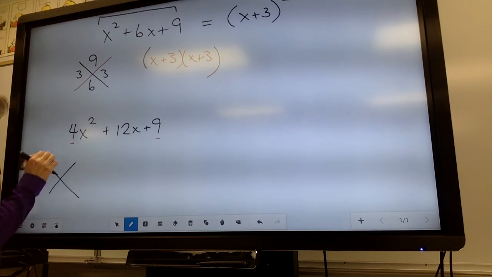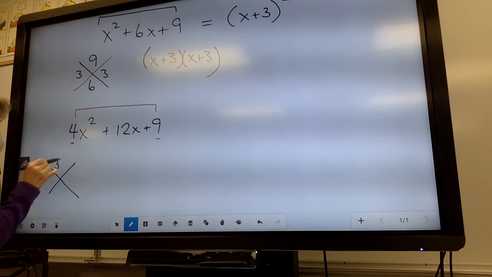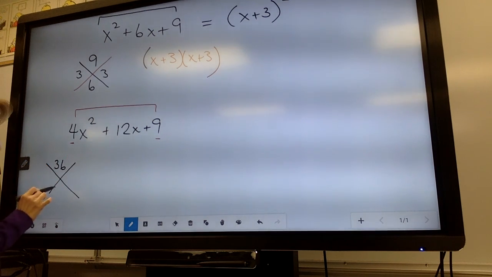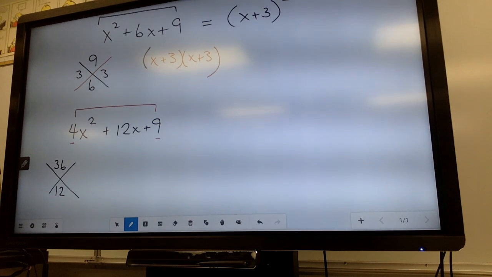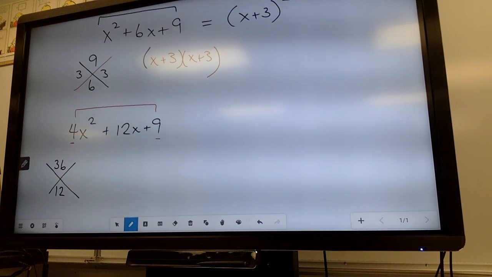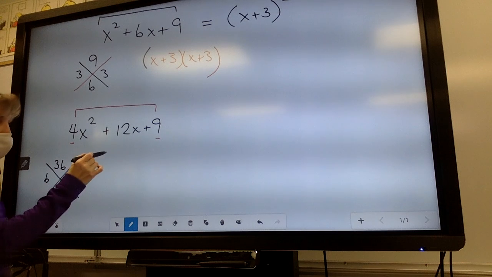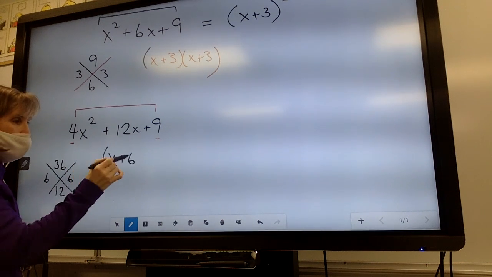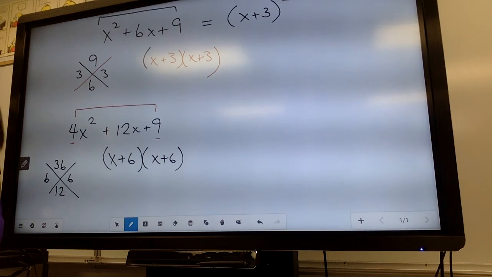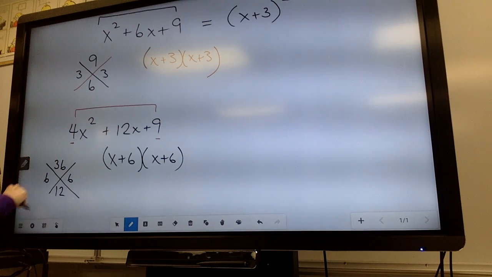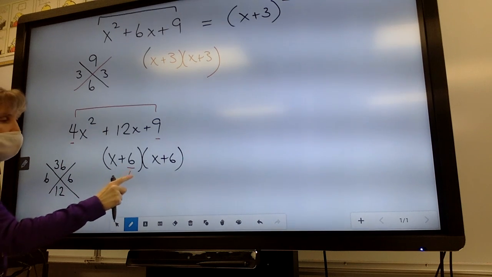If I make an X on this and I multiply 4 times 9, I would get 36. And my middle is 12. What factors of 36 are going to add up to 12? 6 and 6. So I'd say x plus 6 and x plus 6. Now I'm not finished. It's not x plus 6 quantity squared because that would not give me that trinomial. I have to divide by the leading coefficient. I'm going to divide these by 4.